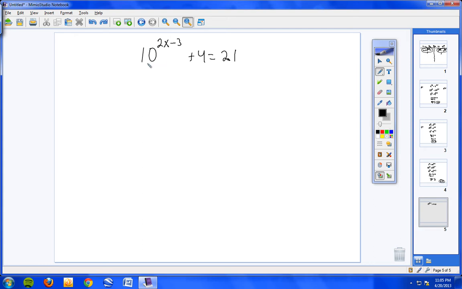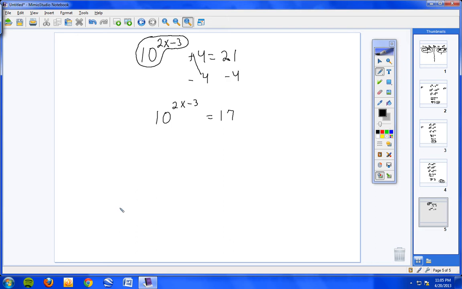So would you please watch carefully what I'm going to do? I'm going to circle the base and the exponent. There it is. We want to isolate that whole thing. So if I want to isolate that whole thing, it looks like to me I'm going to have to subtract 4 from both sides. So subtract 4, and I'm left with 10 to the 2x minus 3 equals 17.